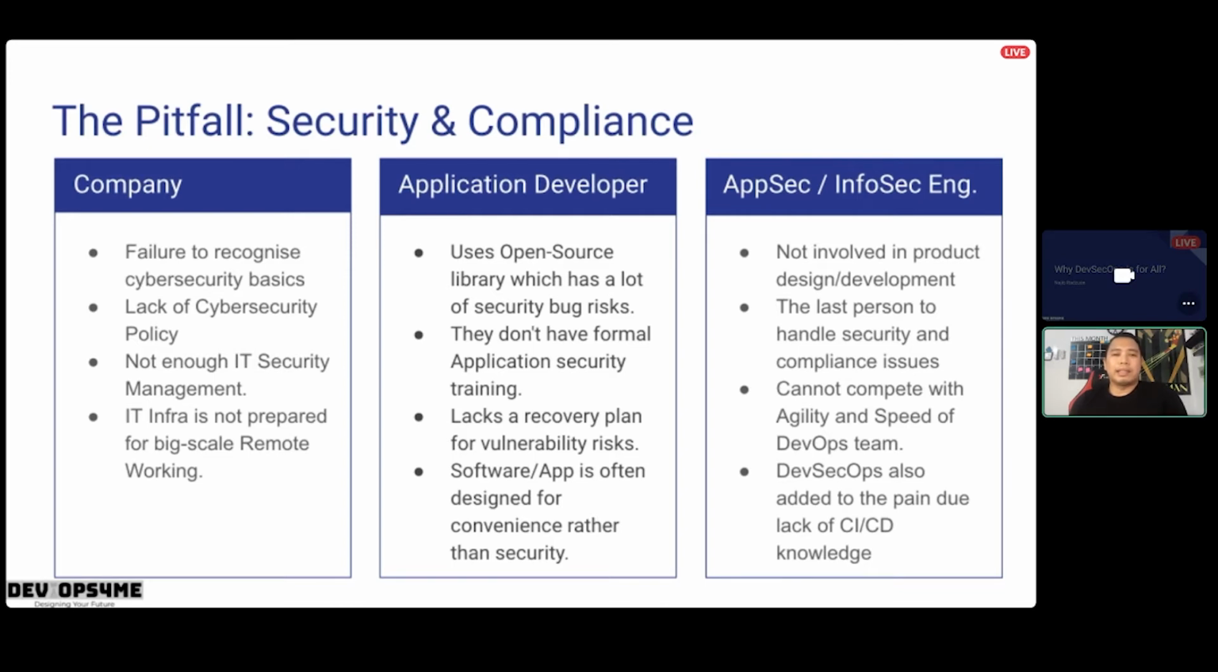The last category will be the app security and info security themselves. So in a DevOps team or Agile team, most of them are not involved in the planning. In the DevOps approach, initially they don't include security in the plan. So that's also a drawback of DevOps. And then DevSecOps is always involved at the last part of the process, whenever the team has a security issue.